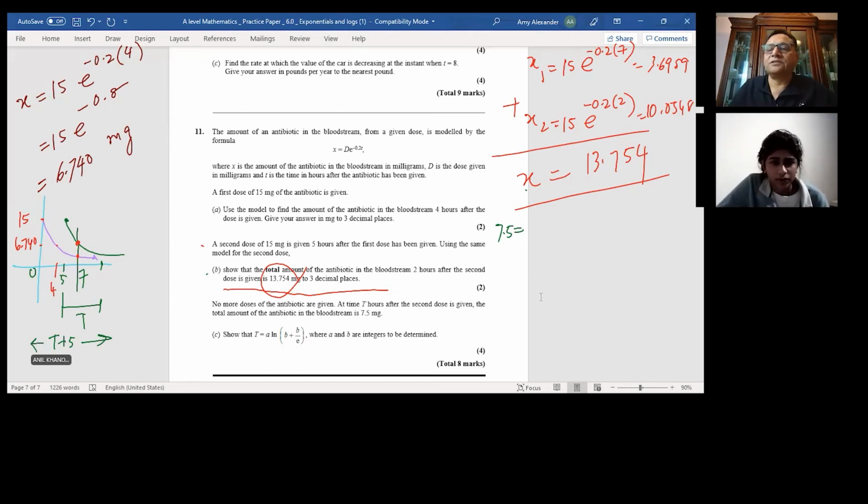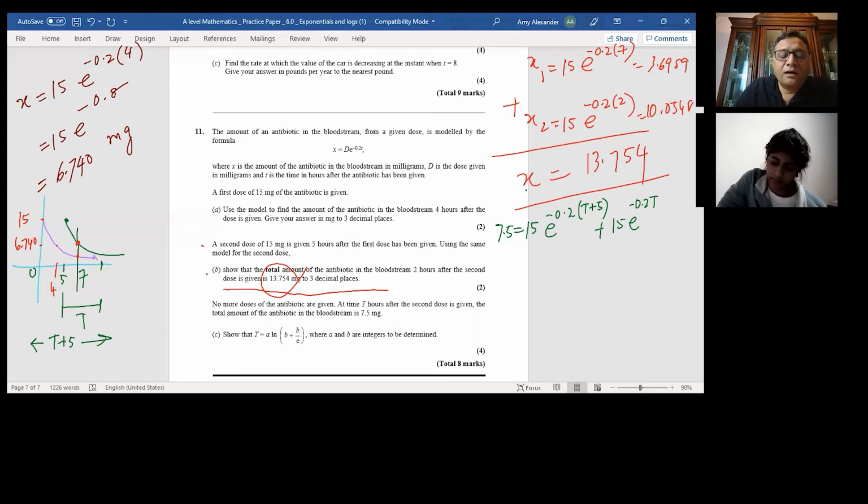T plus 5, from the first. We have to add. So in this equation, I have 15, 15, right? Which is common, correct? Or you can write independently 15 e to the power of minus 0.2 times T plus 5, because this was given 5 hours earlier. And now it is 15 e to the power of minus 0.2 capital T. That is the total dose which will remain after T hours of the second. You get the idea now?